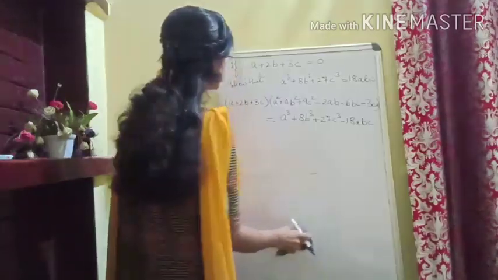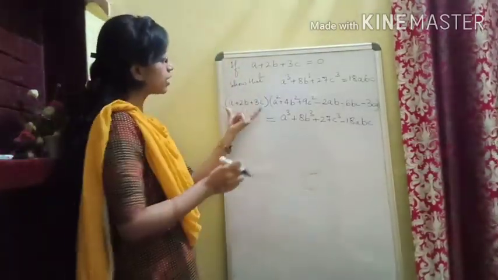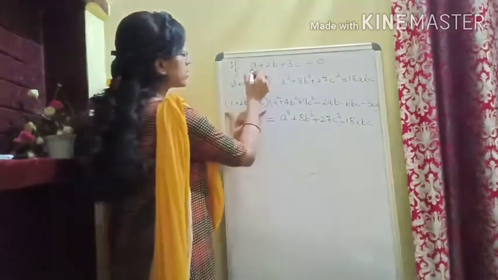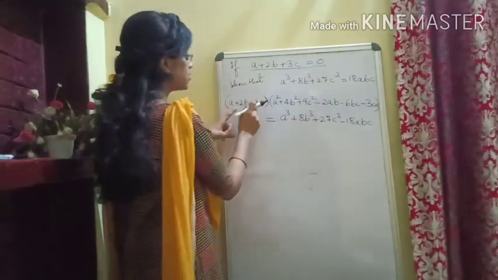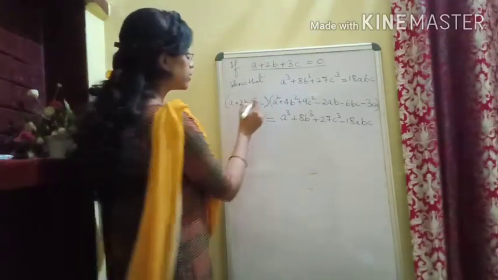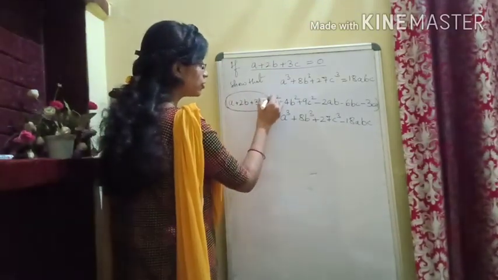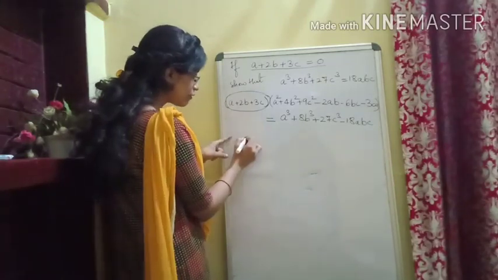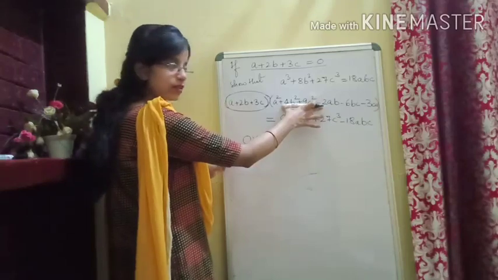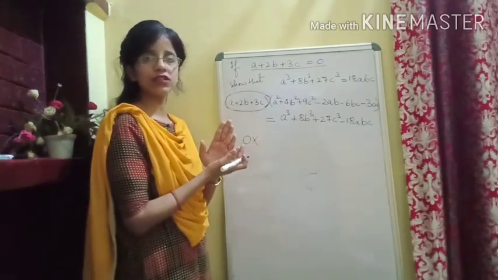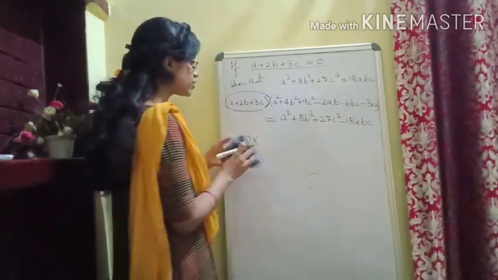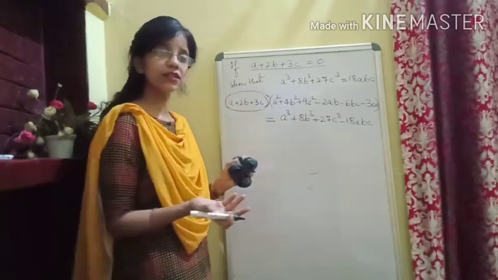Okay. Now you see here on the left hand side we are getting this bracket which is A plus 2B plus 3C. If you see the given condition in our question, it is saying that A plus 2B plus 3C is actually equal to 0. That means this whole bracket is equal to 0. So when you put the value of this bracket, which is 0, multiplied by this whole bracket, anything multiplied by 0 will give you 0. That means this whole left hand side will become 0. Is it clear?